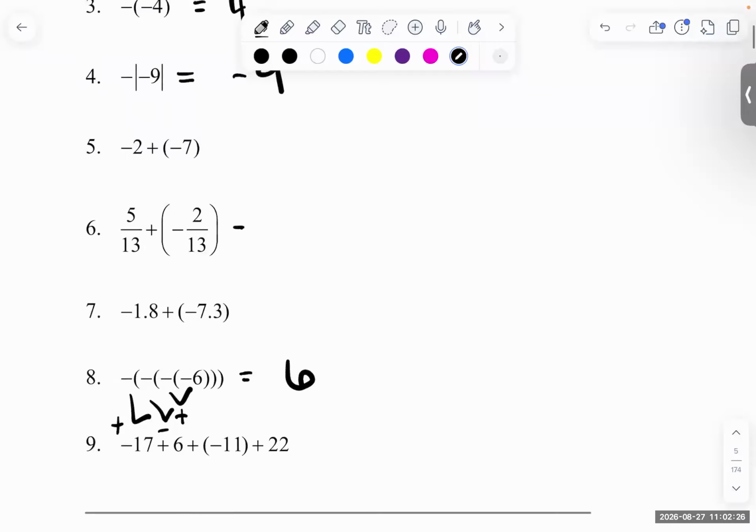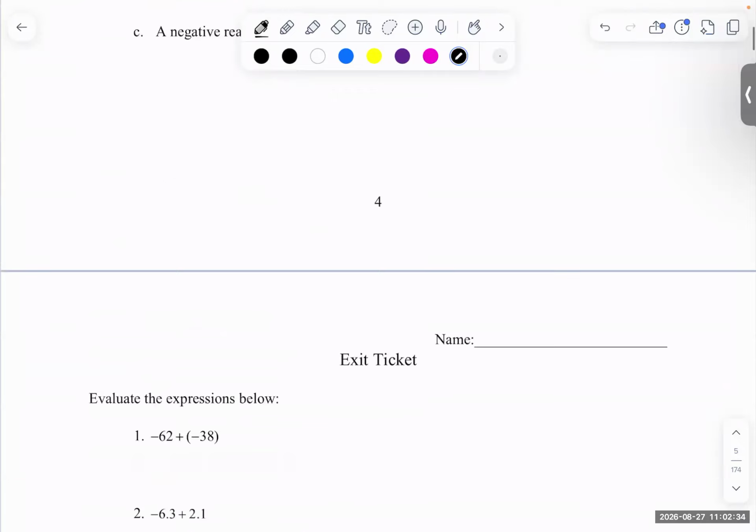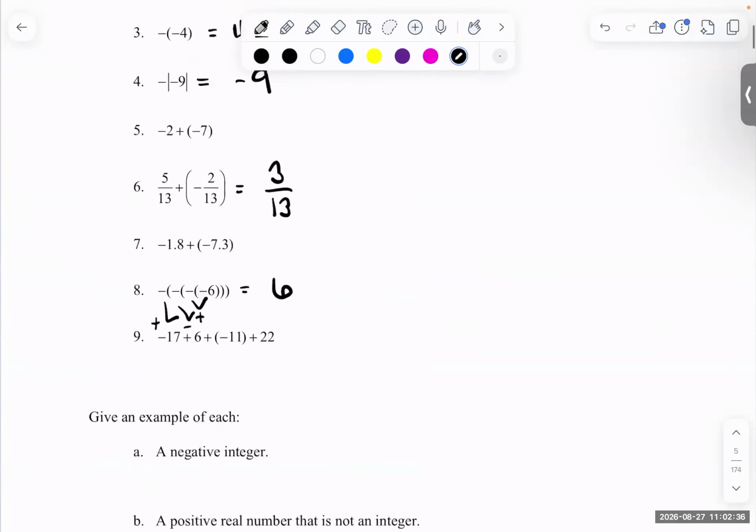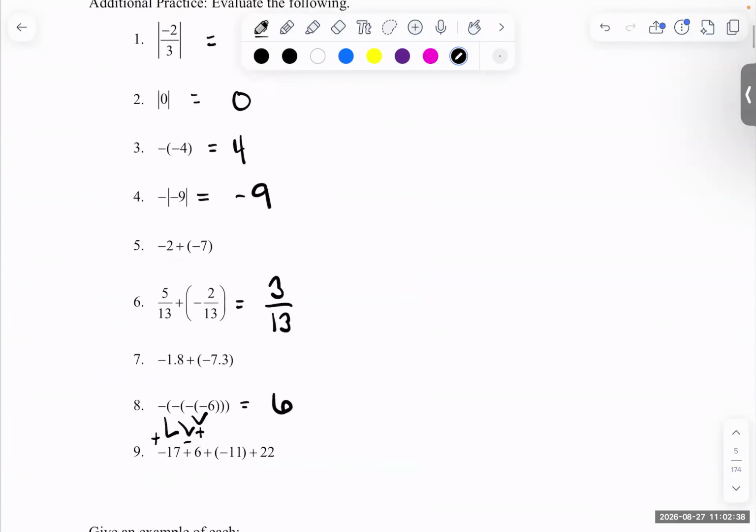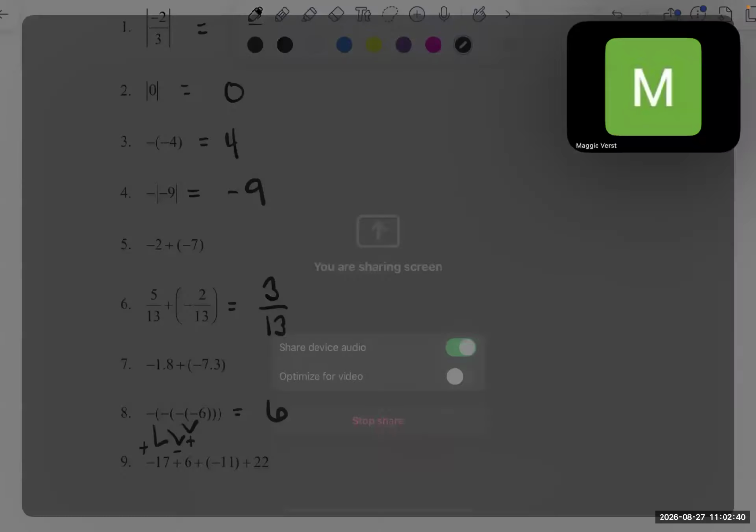And again, fractions, same thing. We're going to keep that denominator the same. 5 minus 2 is going to be 3/13. Okay, and that would be it. So there's your examples of adding positive and negative numbers.